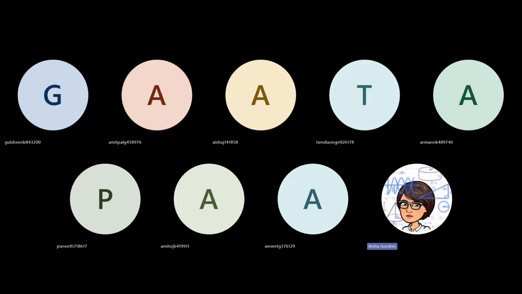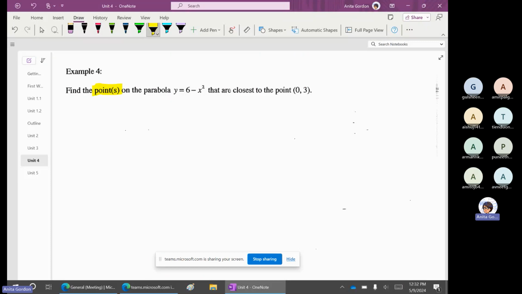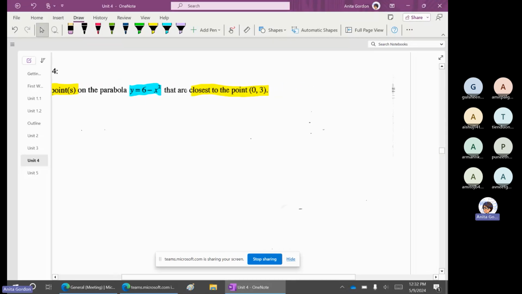Okay, example 4, find the points on the parabola. So we're looking for possibly more than one answer. On the parabola, so here's our function, f of x, that are closest to the point 0, 3. Okay, first, let's do a sketch. Here is my grid. What does this function look like?